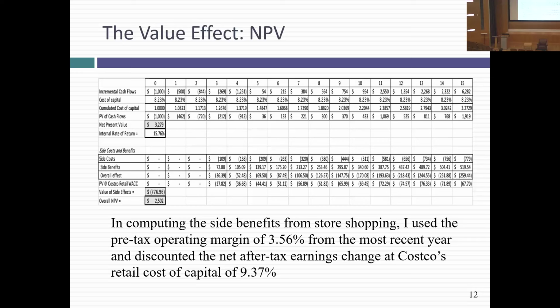So basically I have my cash flows, and I discount them back at the cost of capital for Costco clinics. That's the 8.23%. I've got the side costs and benefits, which are to retailing. I discount them back at the cost of capital for Costco retail, which is higher. The advantage of keeping them separate is you don't have to compute weighted averages. It takes care of itself. So whenever you have two streams of cash flows which have very different risk characteristics, rather than bundle them together and take a weighted average, value the two separately.